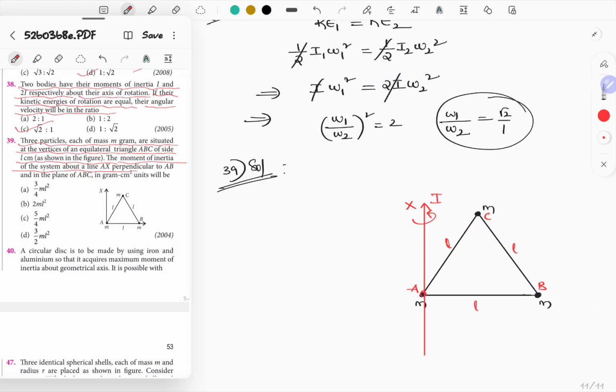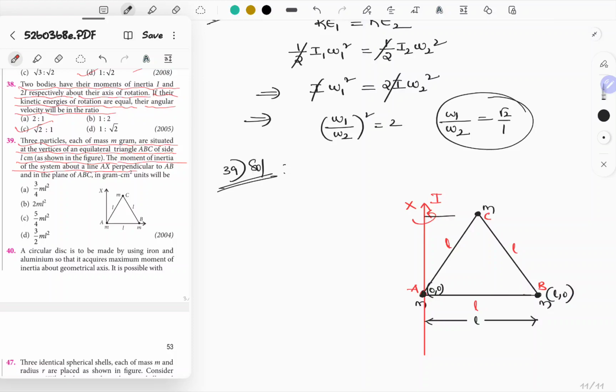If they said it is perpendicular to the plane, it would be either out of the board or into the board. That is the meaning over there. Let me find the moment of inertia of this. If you observe, the mass at position A is on the origin itself, so let me treat it as at position 0, 0. The perpendicular distance of the mass at position A is going to be 0 only. What is the perpendicular distance of the mass at position B? It is going to be L. Let's say its coordinates are L, 0.